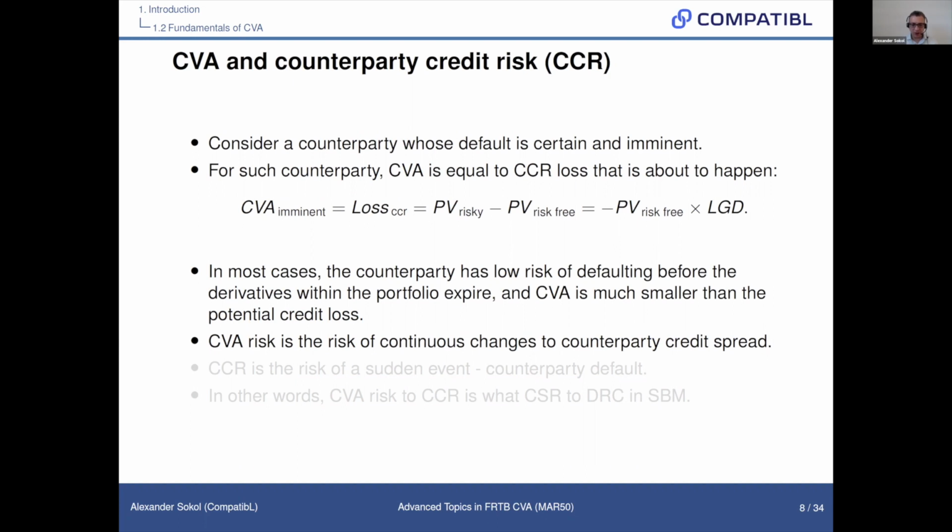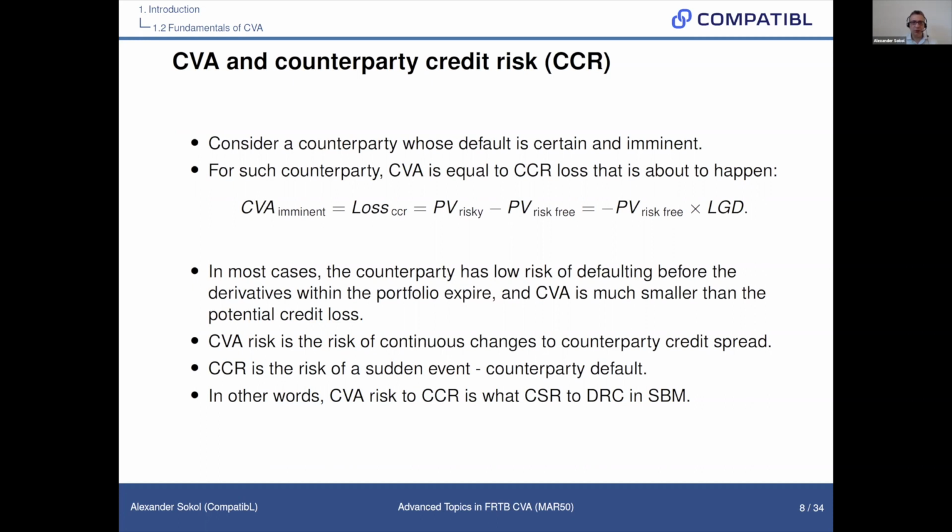So CVA risk is the risk of continuous changes to the counterparty credit spread. When the counterparty credit spread and other market risk factors change, CVA changes, and this risk of changes in P&L is what the capital protects against. Counterparty credit risk is the risk of a sudden event, counterparty default. So the relationship between CVA risk and counterparty credit risk is the same as the relationship between the credit spread component in the sensitivities-based method and the default risk charge in the standardized approach.